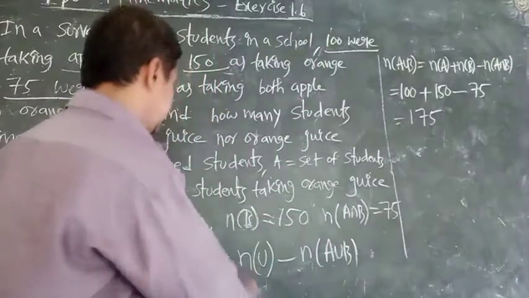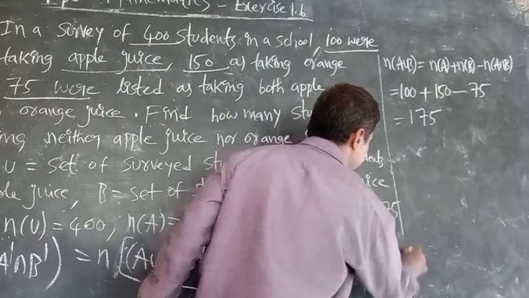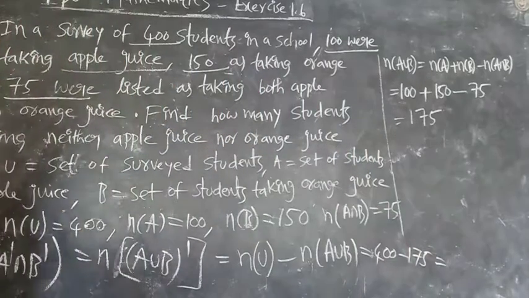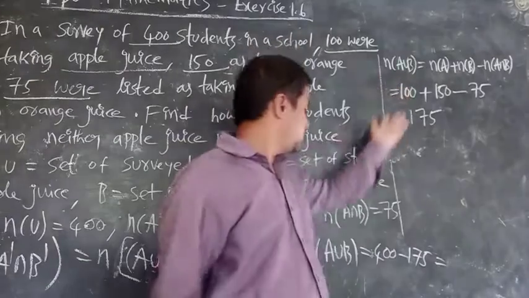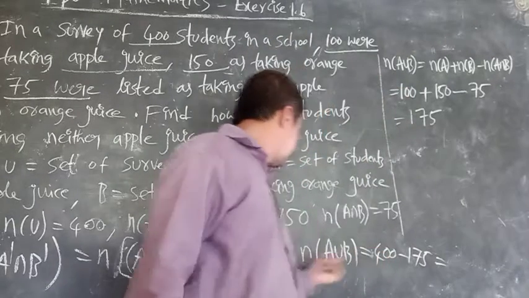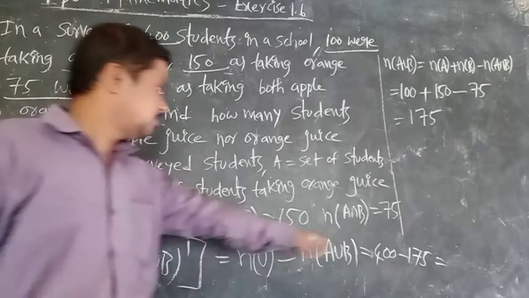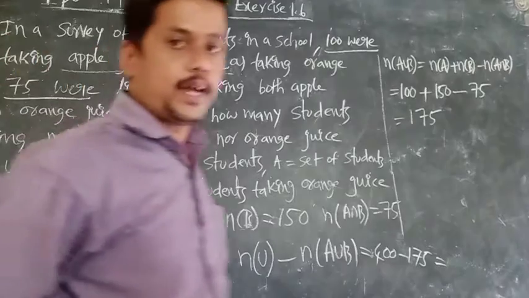So n of U is equal to what? 400 minus 175. Already calculated. See, n of A union B has been calculated; we substitute n of U equals 400. So 400 minus 175. What is the answer? 225. So the answer is 225.